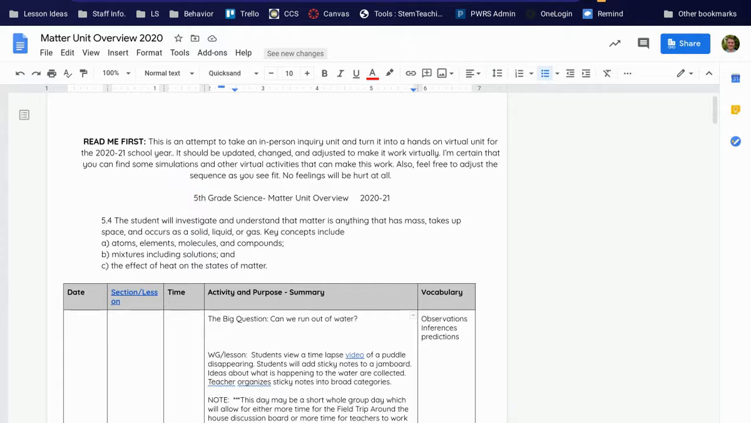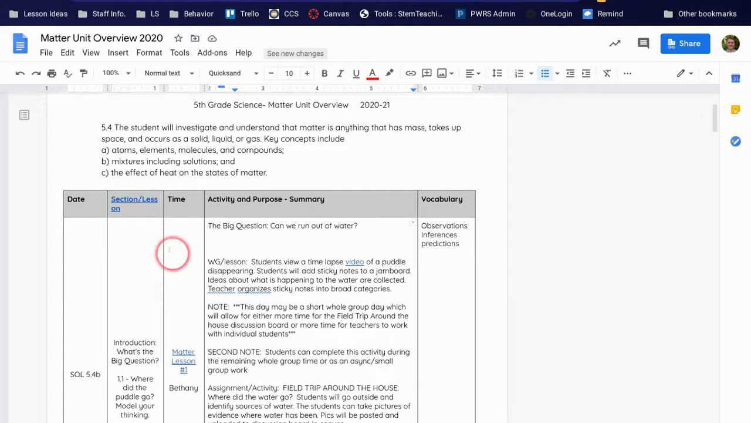The first one was, for this inquiry unit, we based it around the big question, can we run out of water? Throughout the entire unit, we hope that students gather evidence to be able to support a claim about whether or not we can run out of water. And along the way, there are sub questions or smaller questions that lead up to the bigger question. Now, given the time constraints, it may be valuable to just eliminate some of those smaller questions, but always continue to return to the big question: can we run out of water?